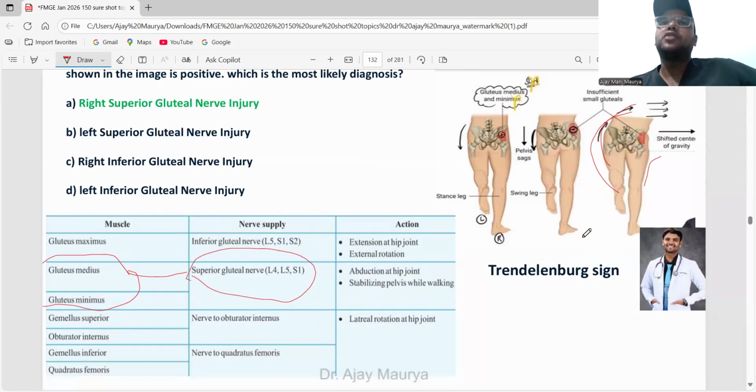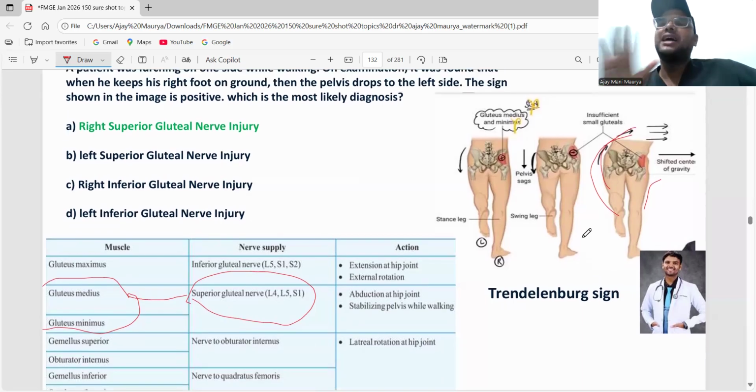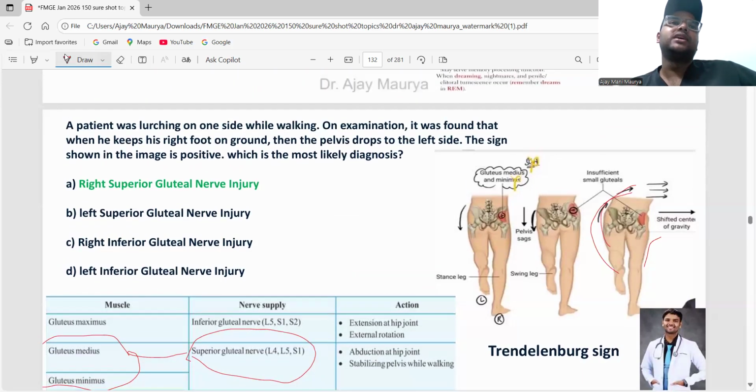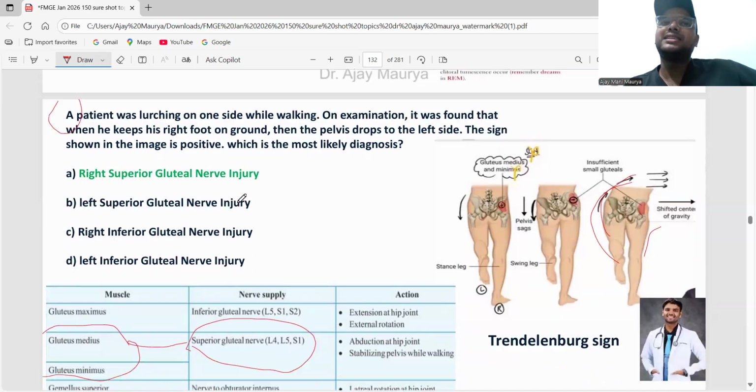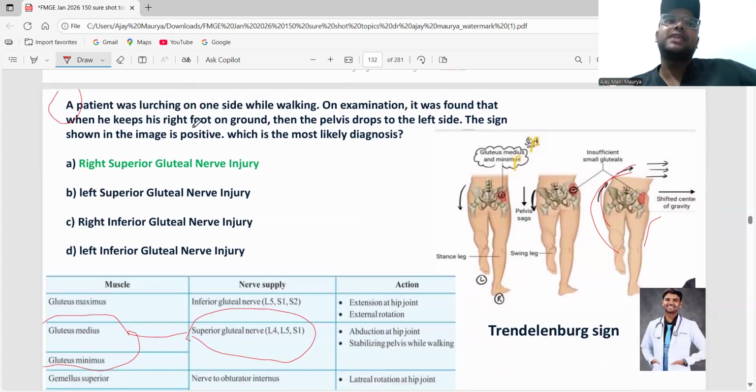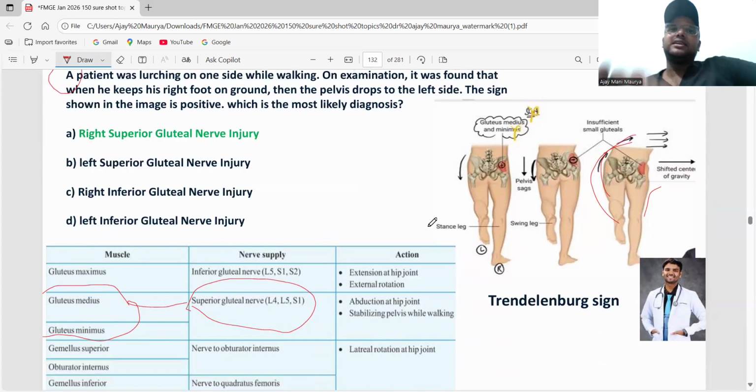See here, guys, how they're going to ask the questions. Simply they will give this question. See, when he keeps the right foot on the ground, the pelvis drops to the left side. Always see the same side. The injury is happening on the right side. It means he shifted to the right side only, which means he will take the opposite leg support here.